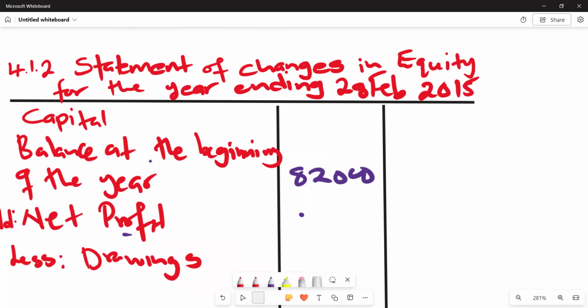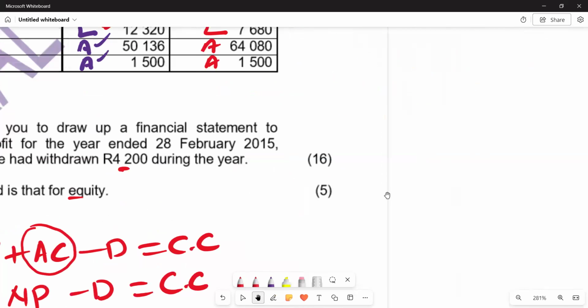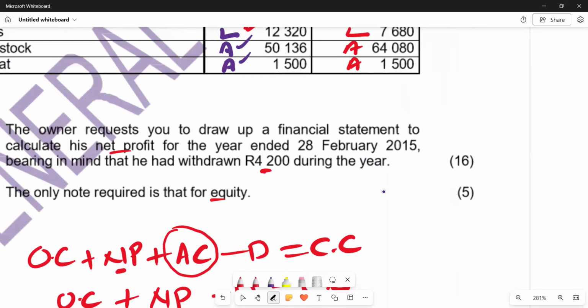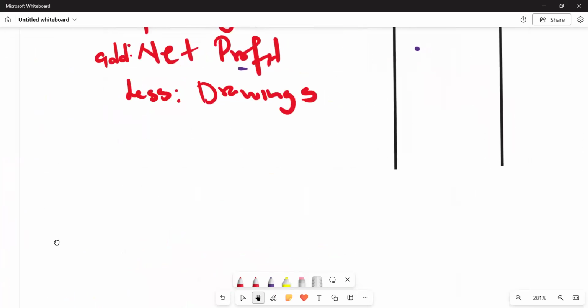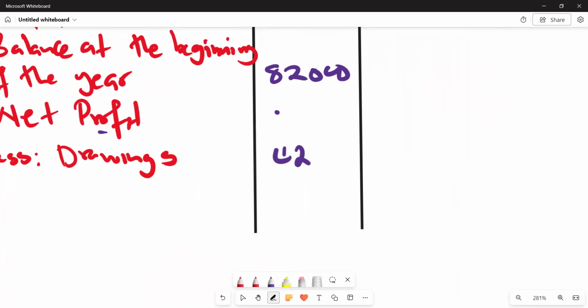Then the figure for net profit is the one that we are looking for. Then for drawings again, we go and check the information in the question, bearing in mind that he had withdrawn 4,200 during the year. So this is the figure for drawings that we have. We are saying 4,200. And remember, we give a description of saying less here, so we are subtracting. So if we say this one plus net profit less drawings, we get your closing capital. But we do not have our net profit, but we are given the closing capital.